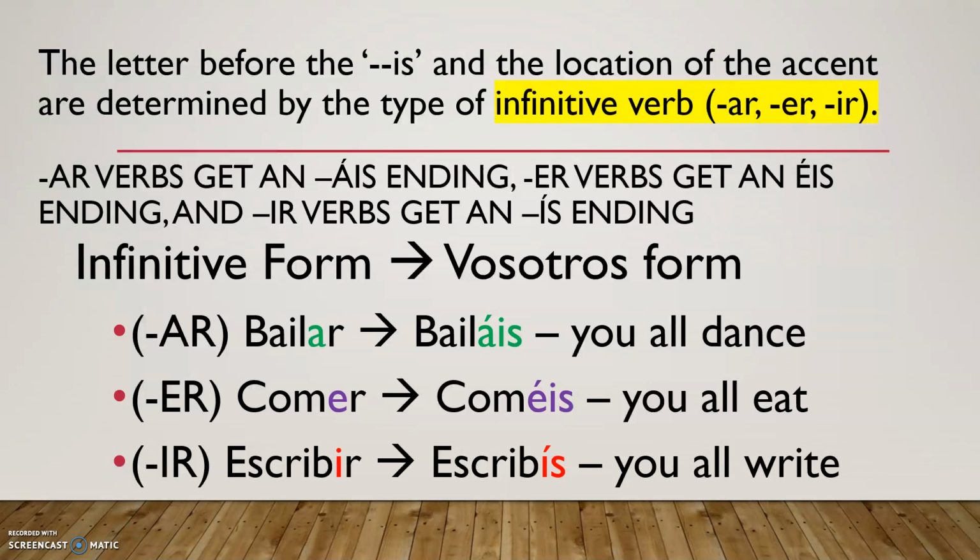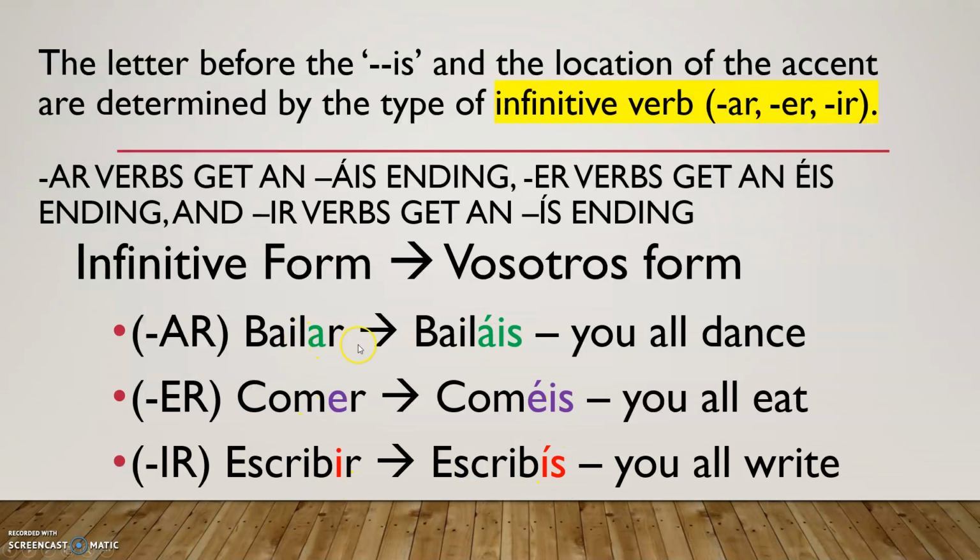So, in the vosotros form, bailar would turn into bailáis. You all dance, or y'all dance. Comer turns into coméis. You all or y'all eat. And escribir turns into escribís. You all write. Okay, see how the accent mark is on the main vowel, okay?